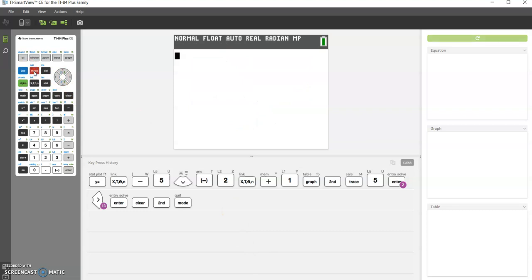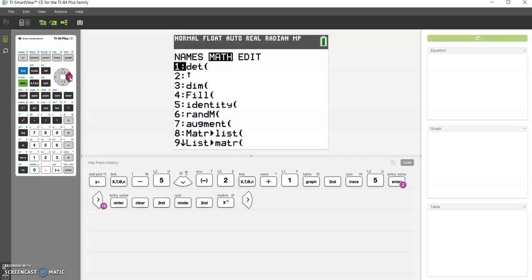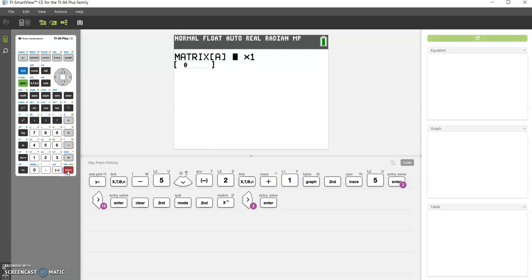Hit second mode to get out of there. The matrix functions in your calculator are second, and then you're hitting your x to the negative 1 key. This is right underneath math. So second and then x to the negative 1. You're going to right arrow over to edit, hit enter. Then you'll need to enter some dimensions.